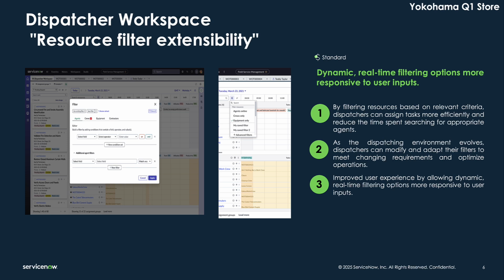The final update is the resource filter, which gives managers as much power to filter agents as you have for tasks on the task panel. So by filtering resources based on relevant criteria, our dispatchers can now assign tasks more efficiently and reduce the time spent searching for appropriate agents.